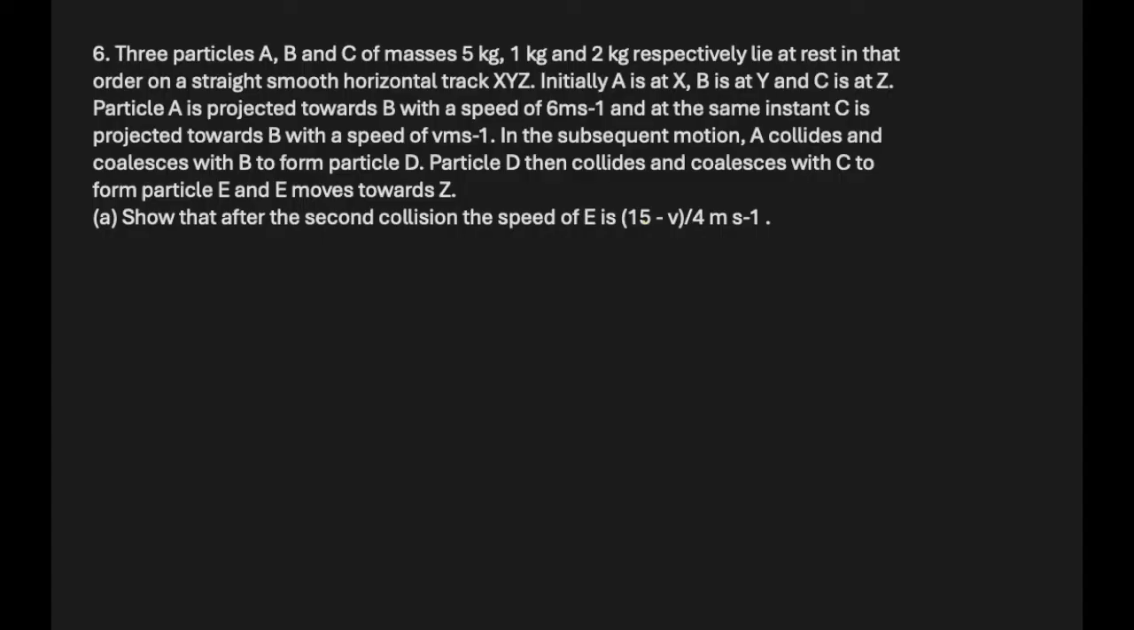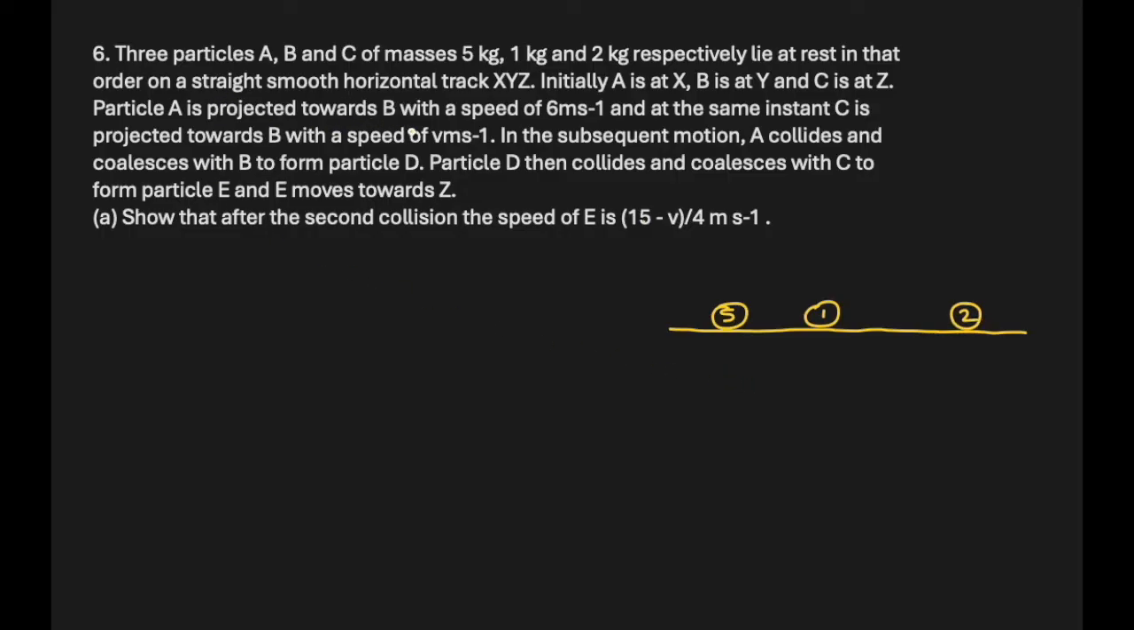Question number 6. Three particles A, B, and C of masses 5, 1, and 2 kilograms respectively lie at rest in order on a straight, smooth, horizontal track. Smooth means there is no resistance. So this is A, which is 5 kg. B is 1 kg. And C is 2 kg.